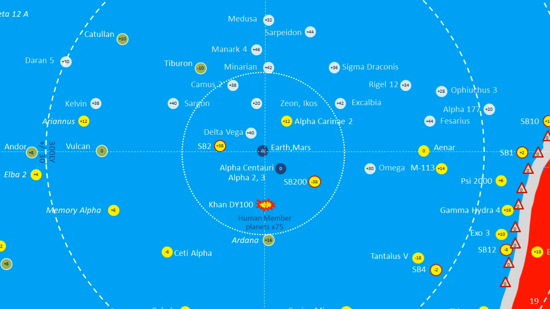Instead of trying to locate all the Human Federation member planets, I draw a circle around Earth which represents 100 light years from Earth in all directions. All human full member planets would reside within this sphere.